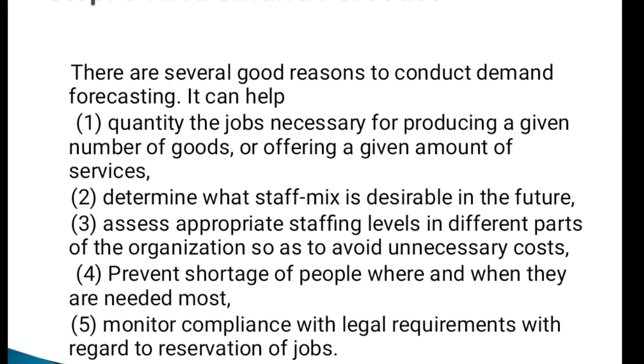Fifth one, it monitors compliance with legal requirements, with regard to reservation of jobs. So here in demand forecasting, the HR manager is required to bifurcate the vacancies based on legal requirements or labor laws. Say for example, in case of reservation, vacancies need to be bifurcated based on reserved categories like physically handicapped, EWS quota, ST quota, SC quota, OBC quota, and general. That can be properly bifurcated with the help of proper HR demand forecasting.